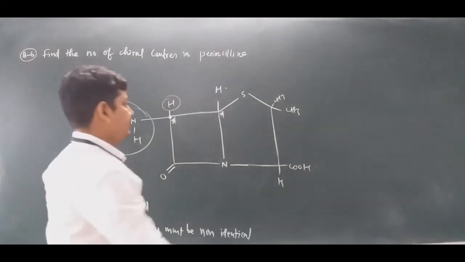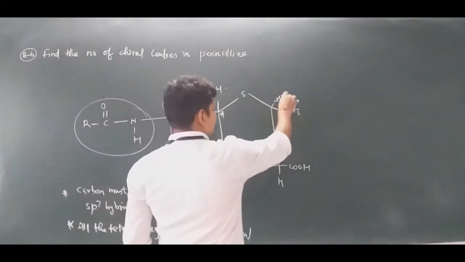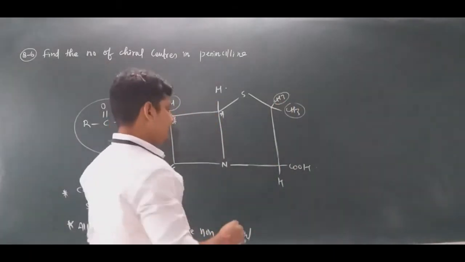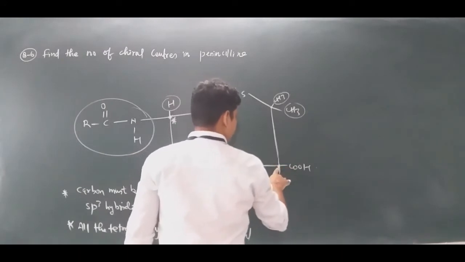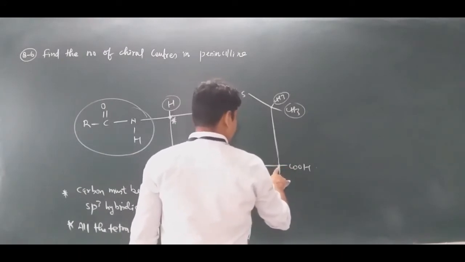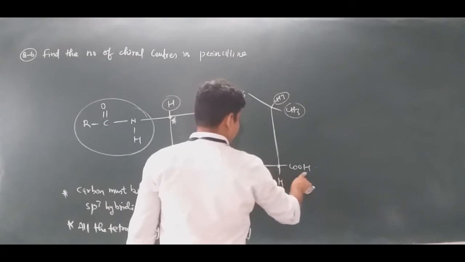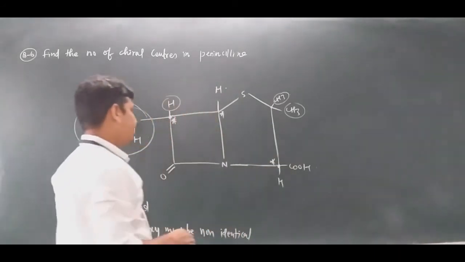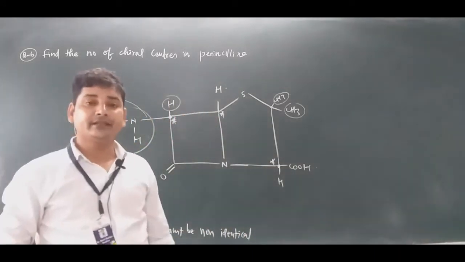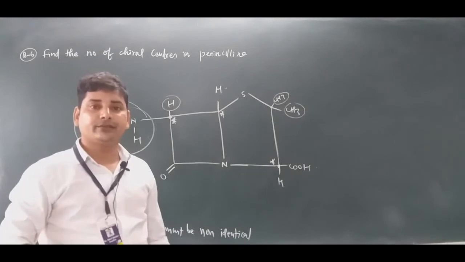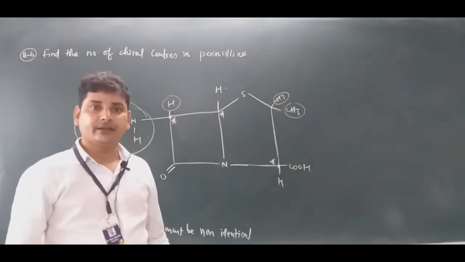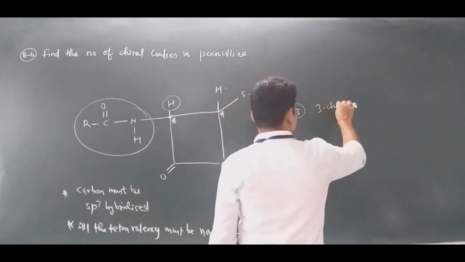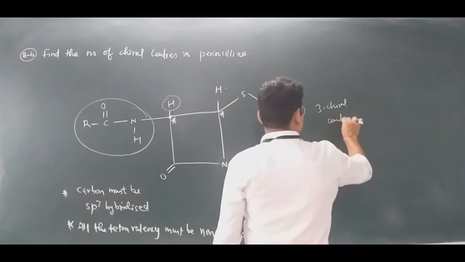And here, this is not a chiral center because 2 identical CH3 groups are attached to the same carbon. Here the carbon is attached to 4 different groups. The first is N, the second is H, the third is COOH, the fourth is this. This is again a chiral center. So in the structure of penicillin, we have 3 different chiral centers. So the answer is 3 chiral centers.